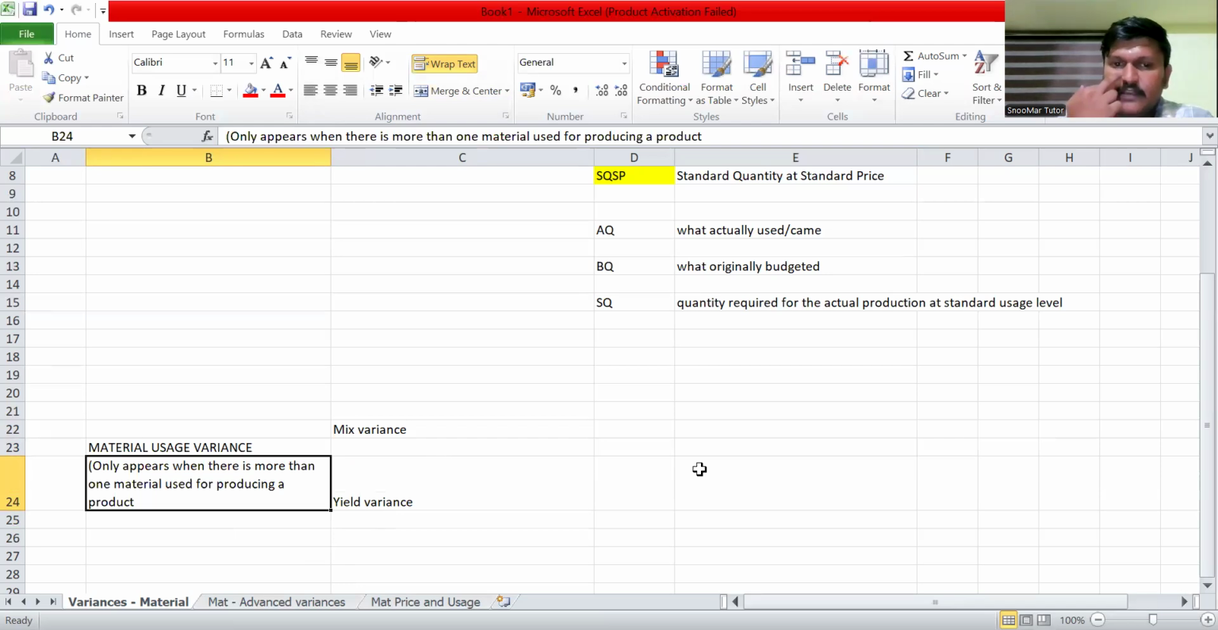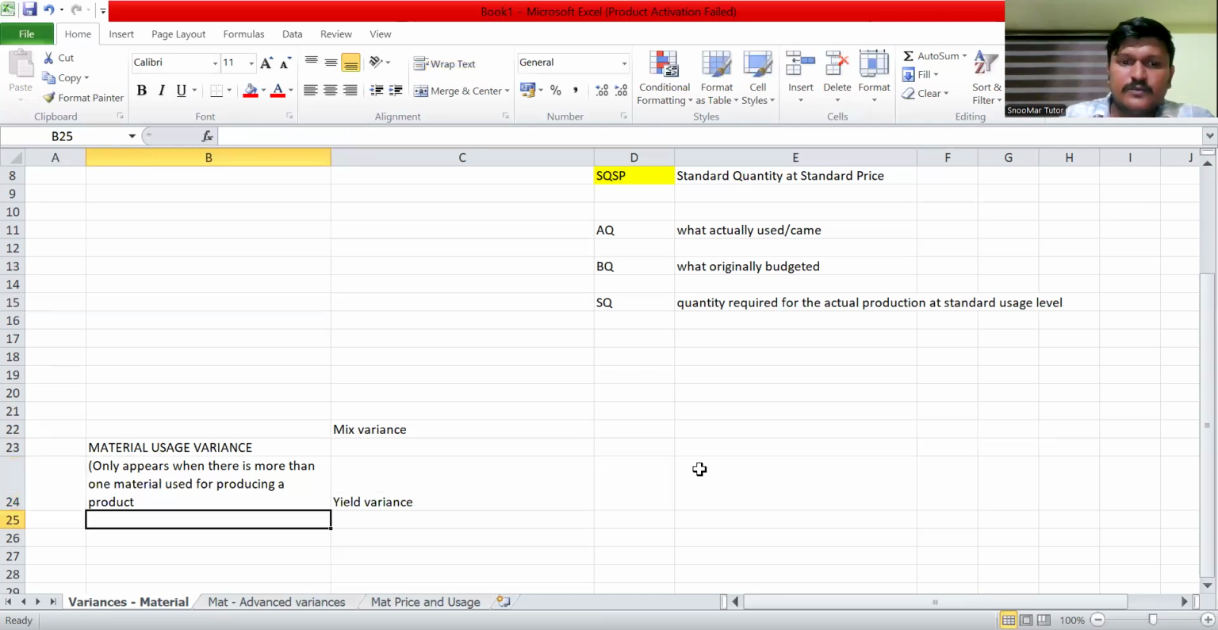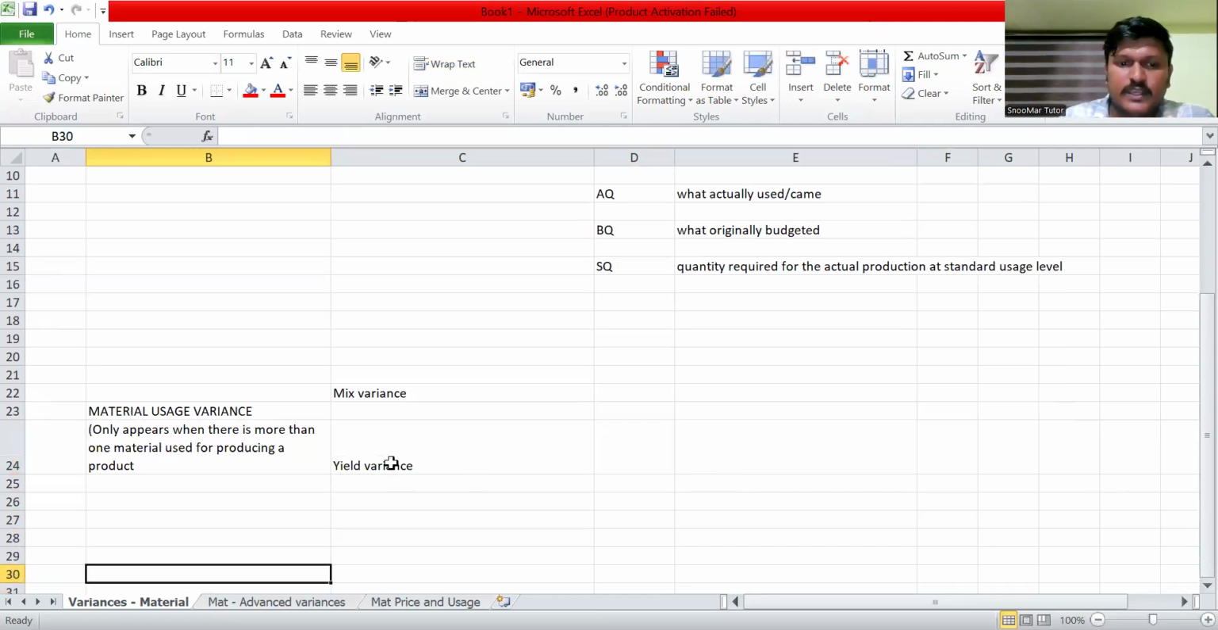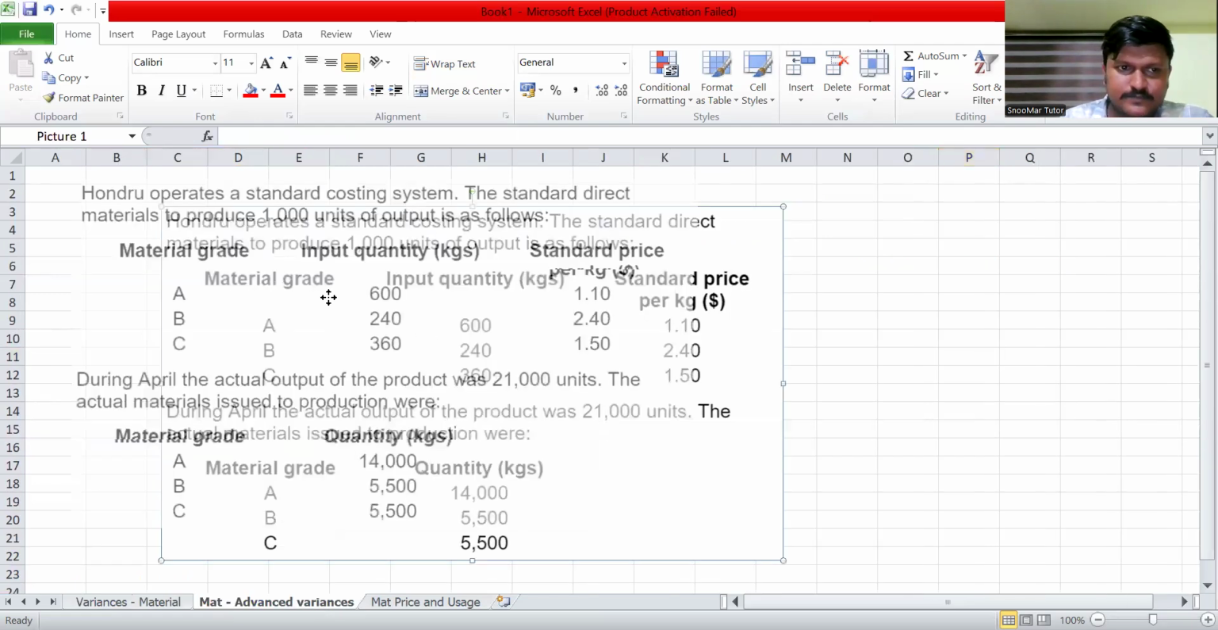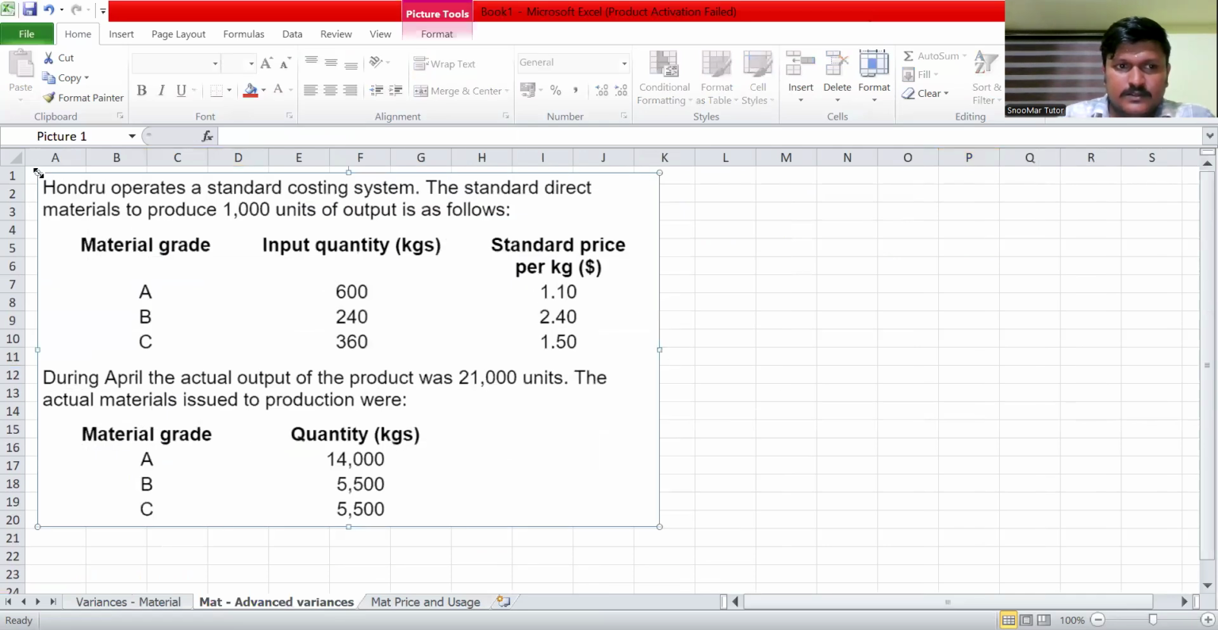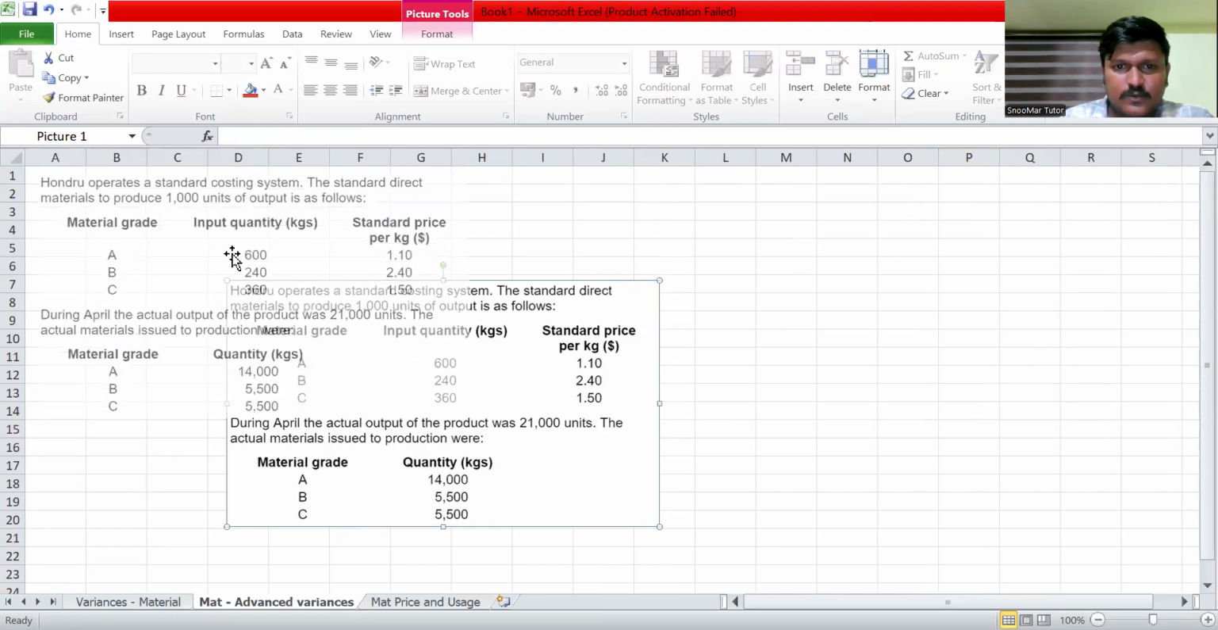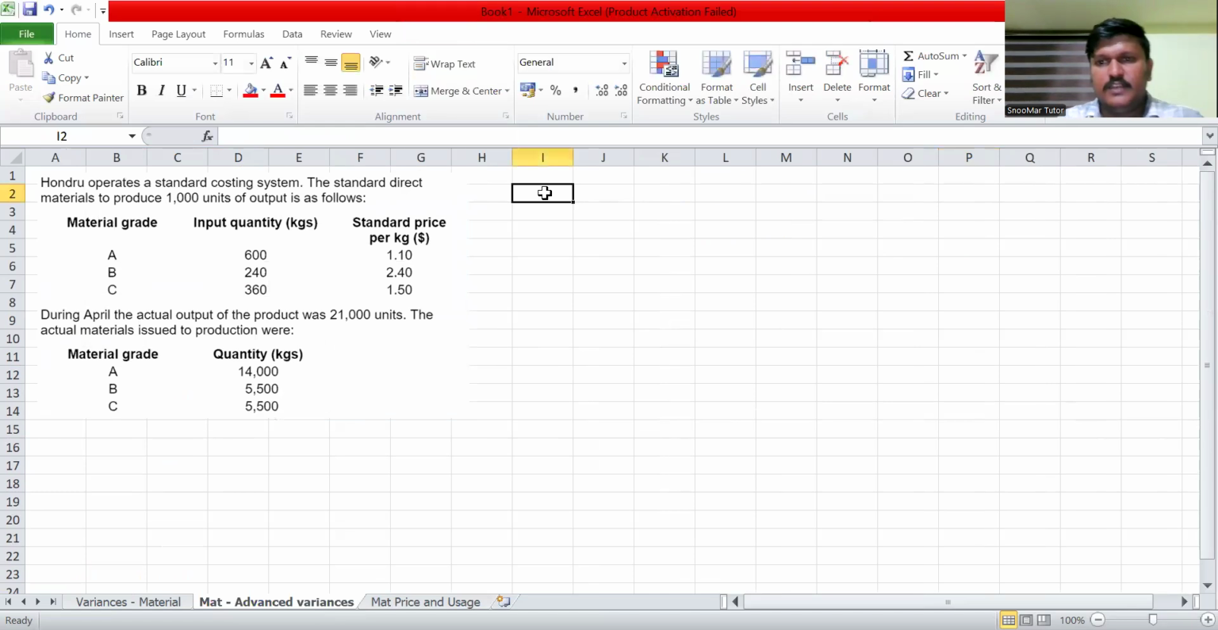For this also we will be using some formulas because it's easier that way, but you have to learn the concept also over here. So let's consider an example. This is a question you have, and I think it's visible over here. We are going for the mix variance first. How you'll be calculating the mix variance is the first thing we have to see.